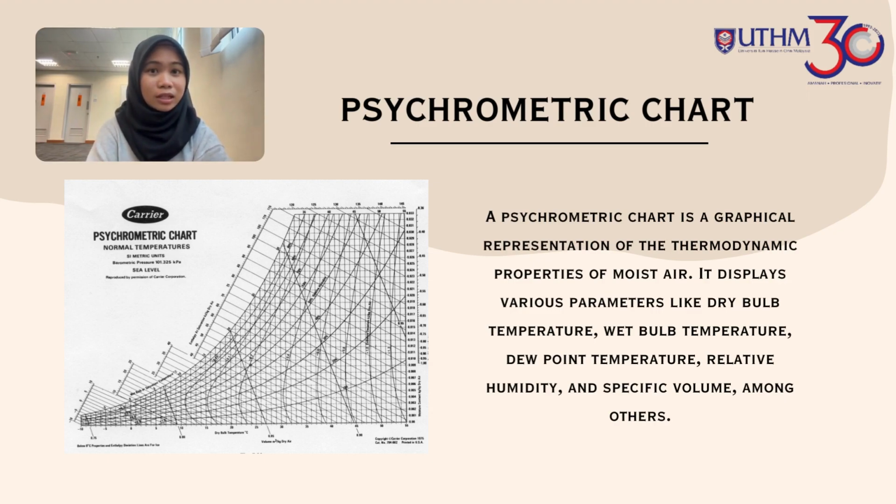For the psychrometric chart, it is a graphical representation of the thermodynamic properties of moist air. It displays various parameters like dry bulb temperature, wet bulb temperature, dew point temperature, relative humidity, and specific volume, among others.